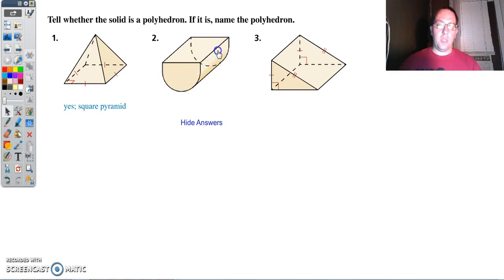This has a curved surface, so it is not a polyhedron. It does have a base, two bases, so not a polyhedron. Over here, we have two bases, rectangular faces, two bases. The base is shaped like a triangle, so it has a triangular base. This is a prism because it has two of them, so it's a triangular prism. All right? Easy stuff. You all probably already knew that.